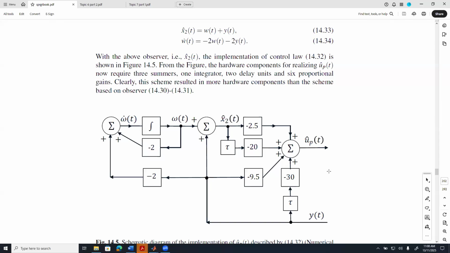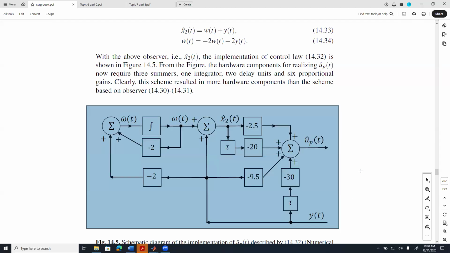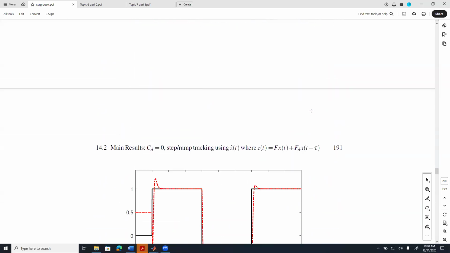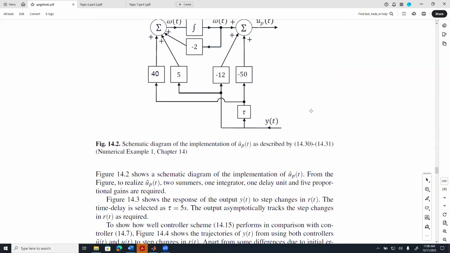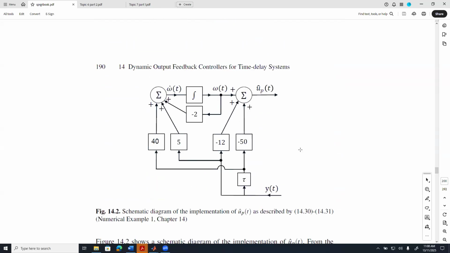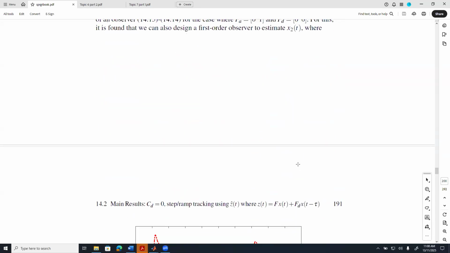And as you can see, realizing this control law in two different ways resulted in two different schemes. This scheme is more expensive. So if you are an engineer and you want to realize some observer-based control scheme, we always want to go for the cheapest, the less complex one. And it seems like the scheme that we propose based on the generalized functional observer is simpler. Now, so that's the story behind that.